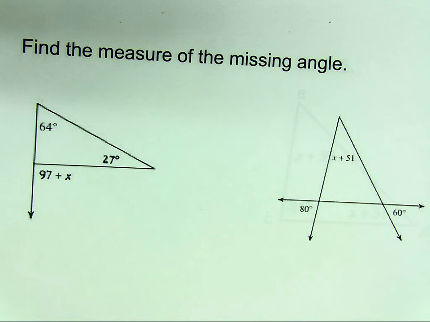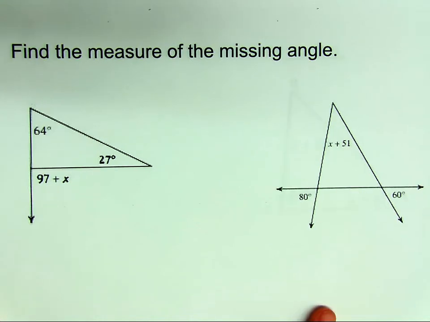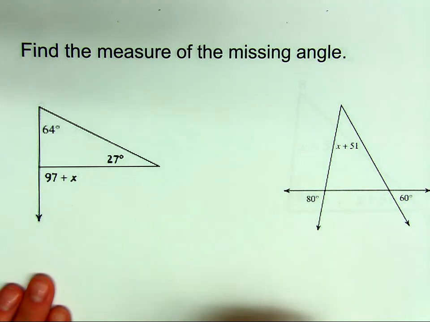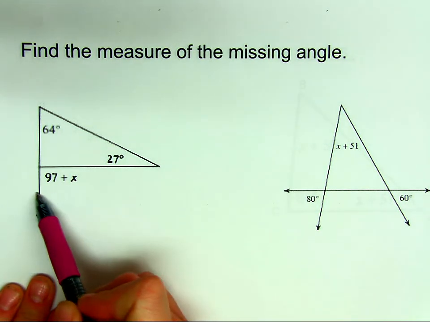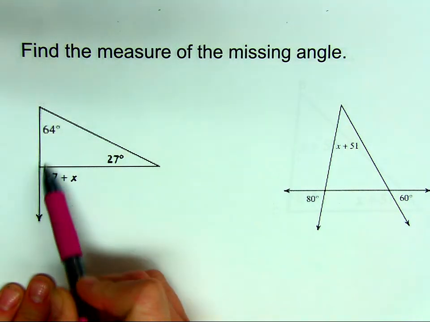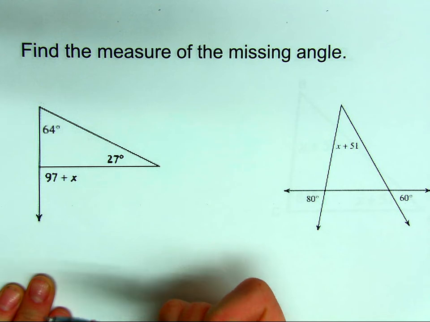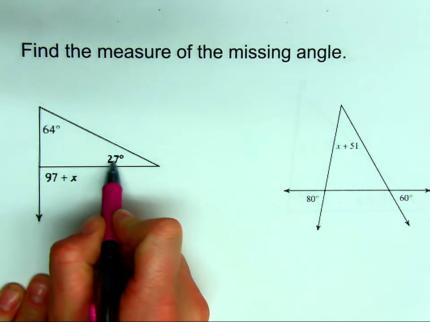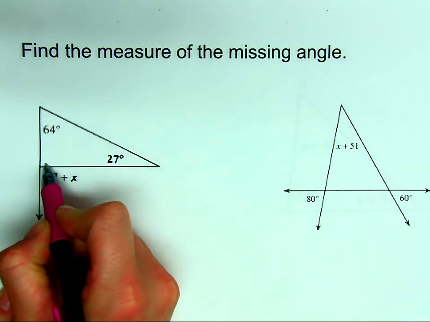All right, so these ones are a little bit more challenging, but I am going to have you pause and try them first, and then play through to see how you did. All right, so the missing angle in this first image is this 97 plus x and this blank one here that is a supplementary angle to this angle. So I know these three will form 180.